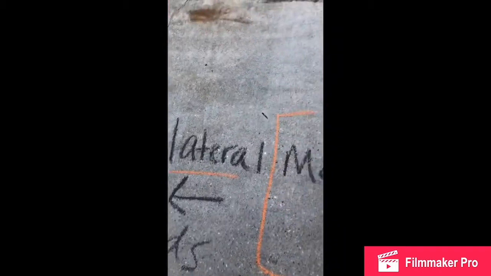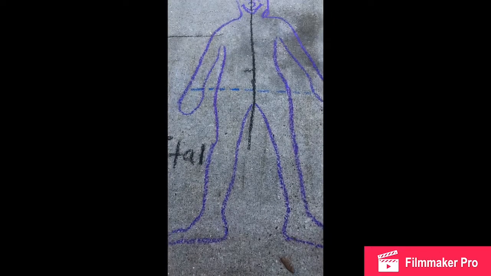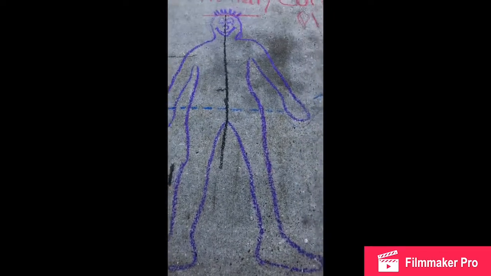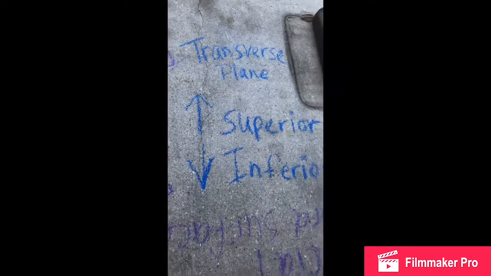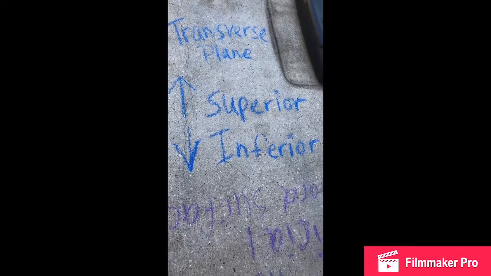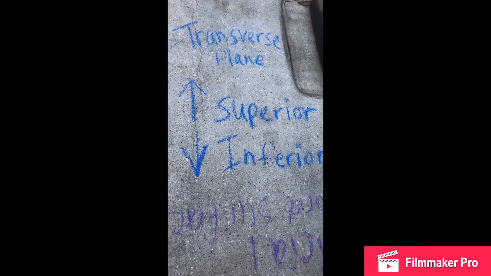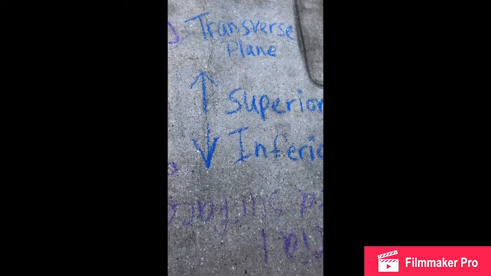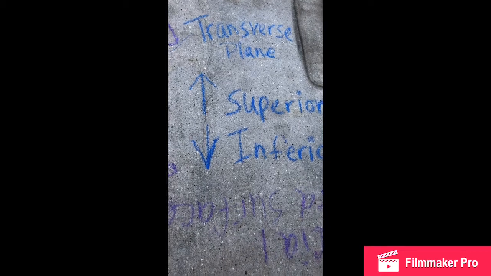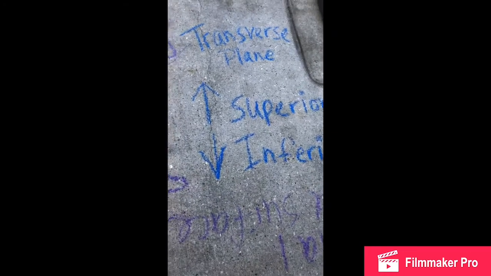Then you have your transverse plane, which is in blue on my little guy. See the little dotted line down the middle? So I labeled it on the side, transverse plane. That gives us the two words superior and inferior. Superior, I'll put the up arrow because it means above, and inferior, I put the downward arrow because it means below, right? So those are our body planes.